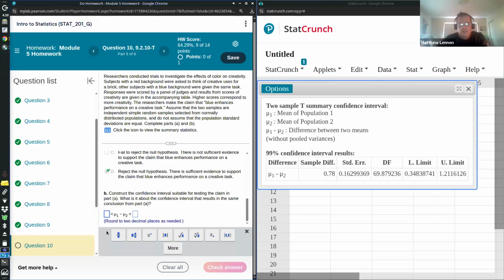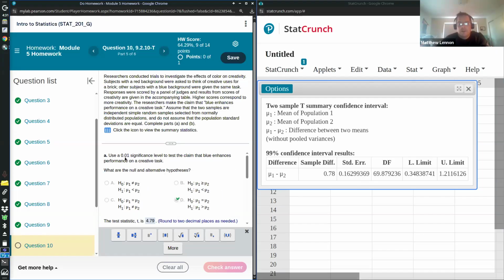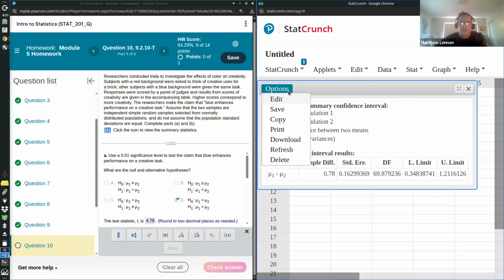2 decimal places, I get. Did you do 0.99? When you went to part A, does it say 0.01? So you're going to have to scroll up and see. Okay, so let's try 0.98 because this is one-tailed. That's usually what happens on these.